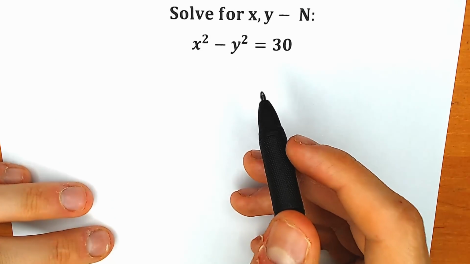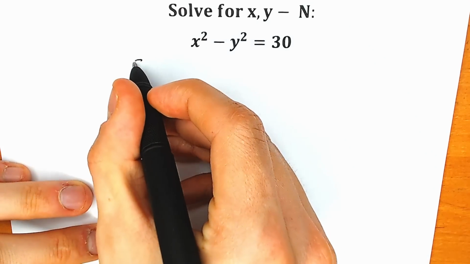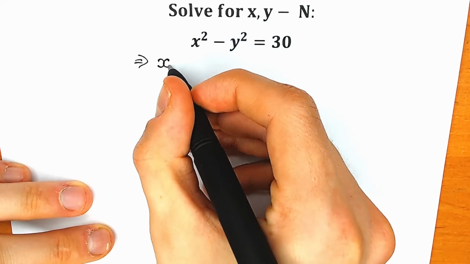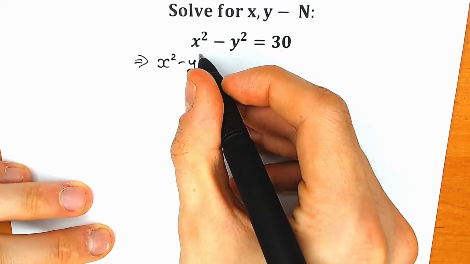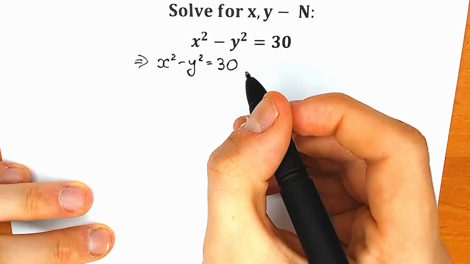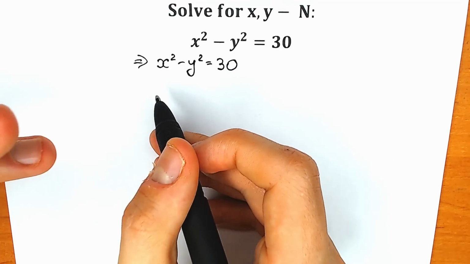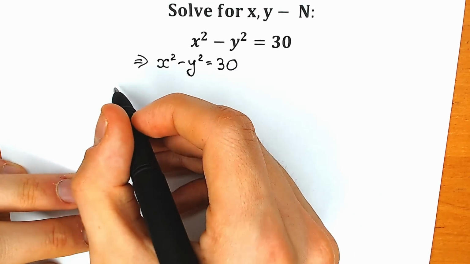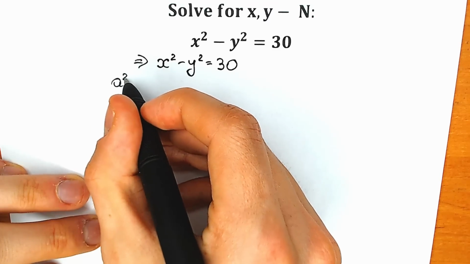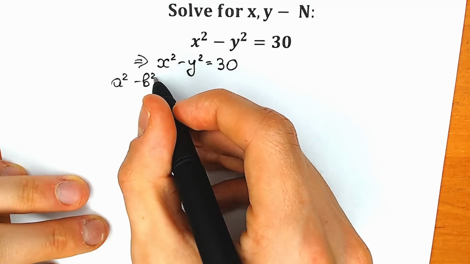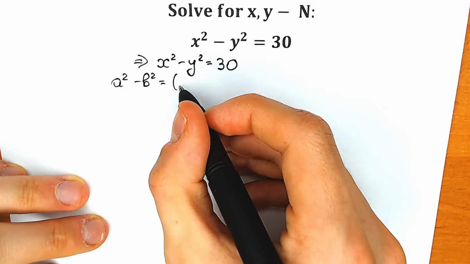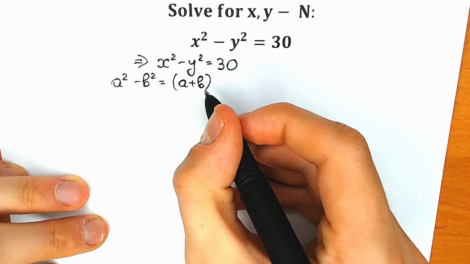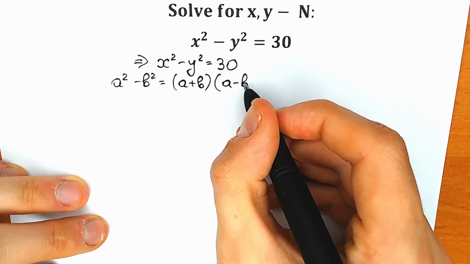So first of all, let's try to solve it. Let's rewrite it right here real quick. So we have x squared minus y squared equals 30. Let's look at it. This is a difference of squares, and basically we need to know a really important and really great formula. We have a squared minus b squared, which everyone knows is equal to a plus b times a minus b, and we can easily apply this formula in our question.